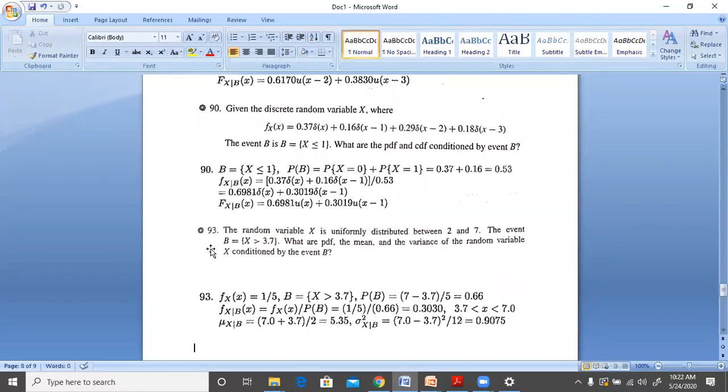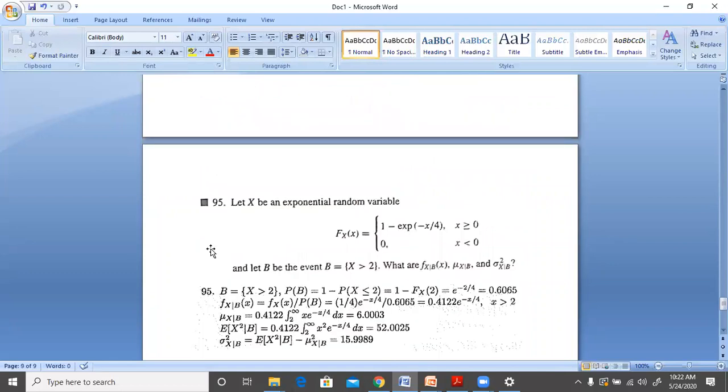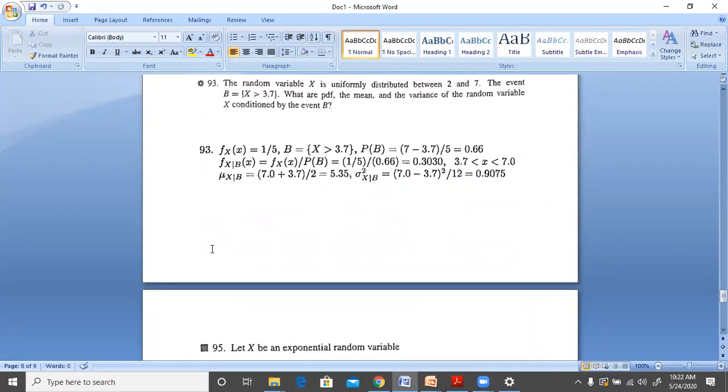So next we will go for problem number 93. Here the question is, the random variable x is uniformly distributed between 2 to 7. Please remember that it is uniformly distributed, that is constant, between 2 to 7. The event B is x greater than 3.7. What are the PDF, mean, and variance of random variable x conditioned by the event B? So f x is equal to, now the range is 2 to 7, that is 5. Therefore, because it is uniform, f x will be equal to 1 by 5 in the range of 2 to 7. We should have mentioned the range also.